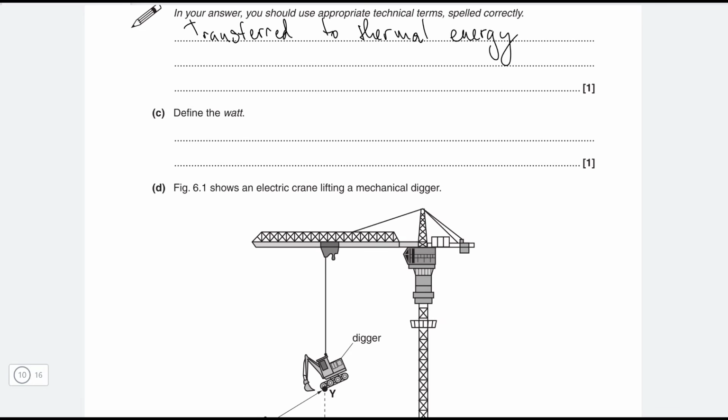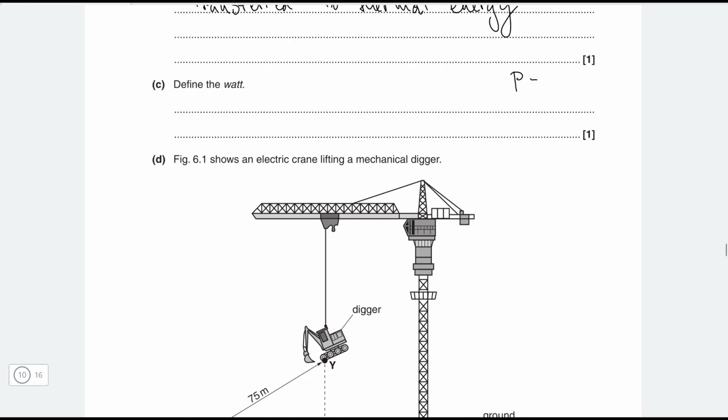Okay, part C will be to define the watt. Now remember, just as an aside, every time we're defining units, we're just finding the simplest possible formula for that quantity, and then we're subbing in 1 for all of the quantities. Power is energy over time, so that means that 1 watt will be equal to 1 joule per 1 second. We can just write 1 joule per 1 second, and this should give us full marks.